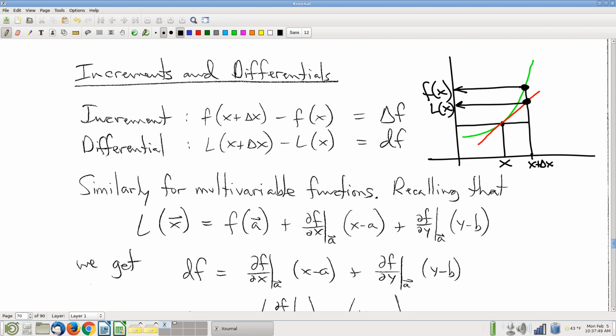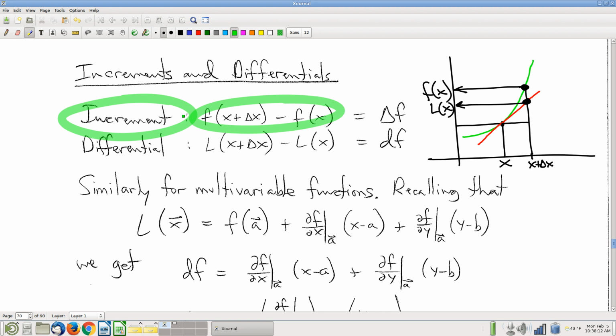The whole idea of L is it's a linear approximation. Approximation means it's probably not right. It means it's going to be wrong at least a little bit, so these are going to be different values. Okay, so the two bits of lingo that we need to talk about: I'm going to talk about this thing called the increment. The increment says, how much did the function actually change? The increment is that distance there. The actual change in the function from x to x plus delta x.